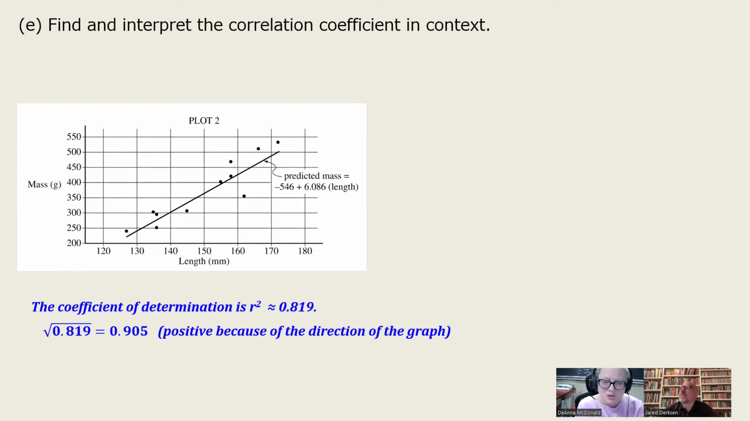And that can be where students make a mistake. If this graph had a negative direction and they just willy-nilly take a square root and don't think about it, that would be absolutely incorrect because the value should have been negative if this direction were negative. So be careful about that.